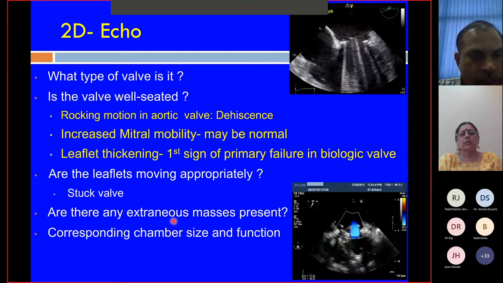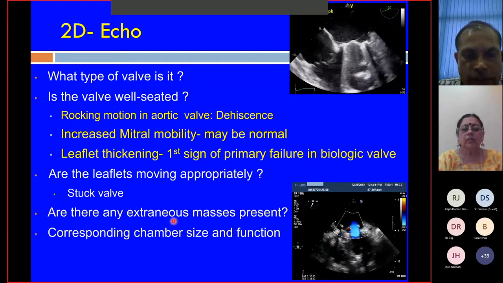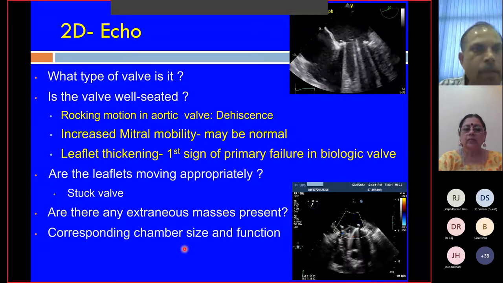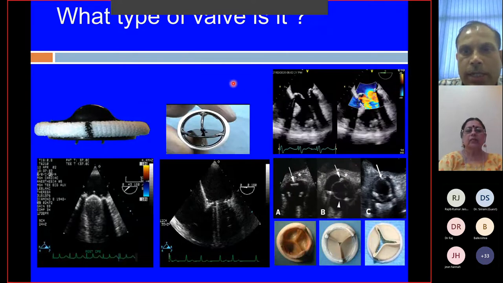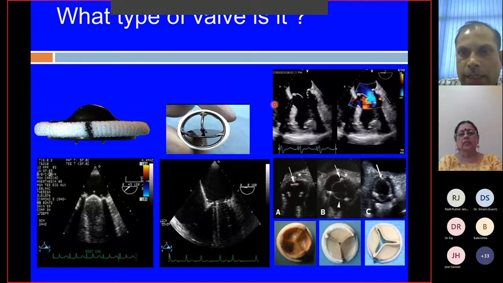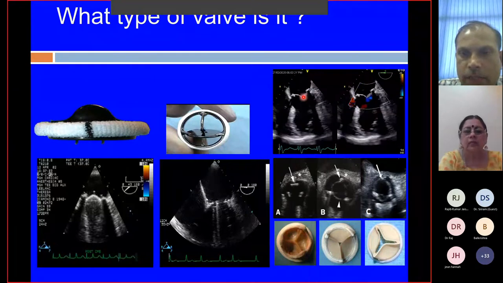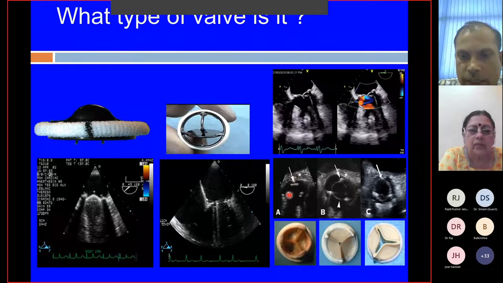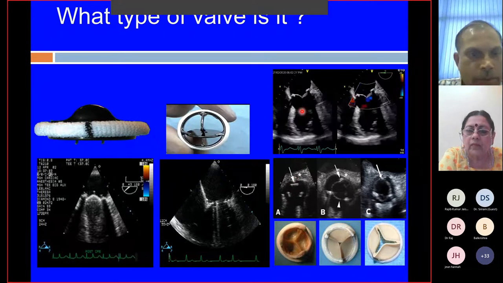Then you should look for whether there is any extraneous mass present, like is there any thrombus, vegetations or pannus, and then always look for the corresponding size and their function. So coming on to what type of valve this is, in this case the leaflets appear to be native leaflets, but you see a stent and the shadowing because of that, and also in short axis you can see the stent. So this is a bioprosthetic stented valve.